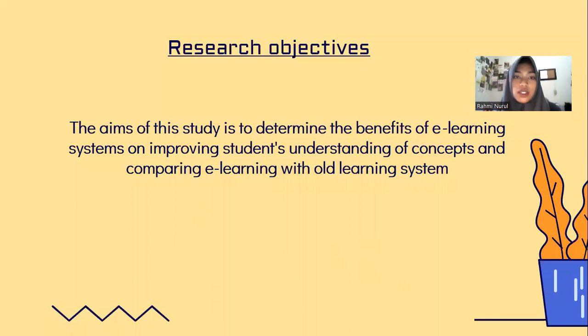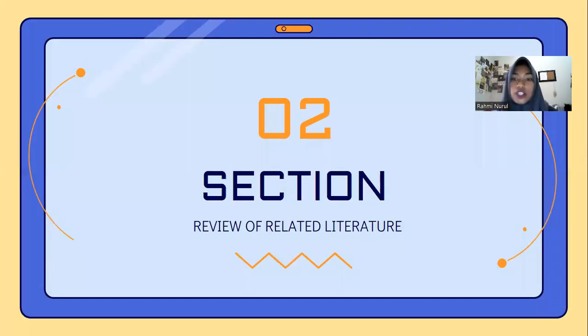In this research, the objective of the study is to determine the benefits of an e-learning system in improving students' understanding of concepts, and comparing e-learning with the old learning system. So they are comparing the positive effects of e-learning. Next, we're going to the review of related literature.